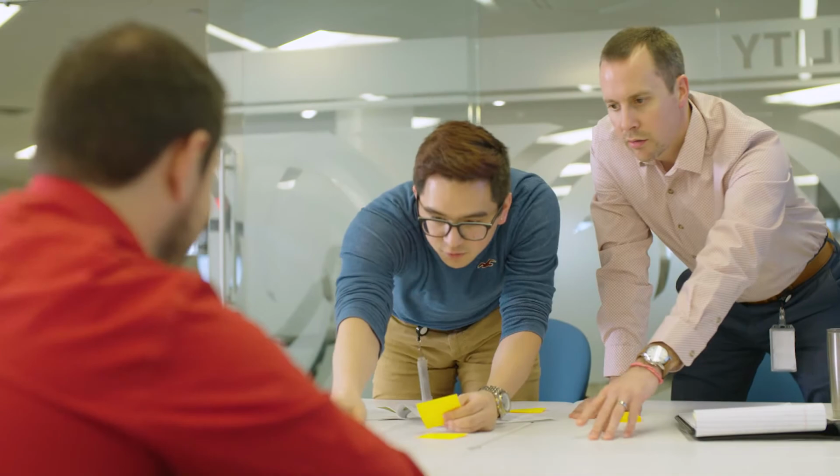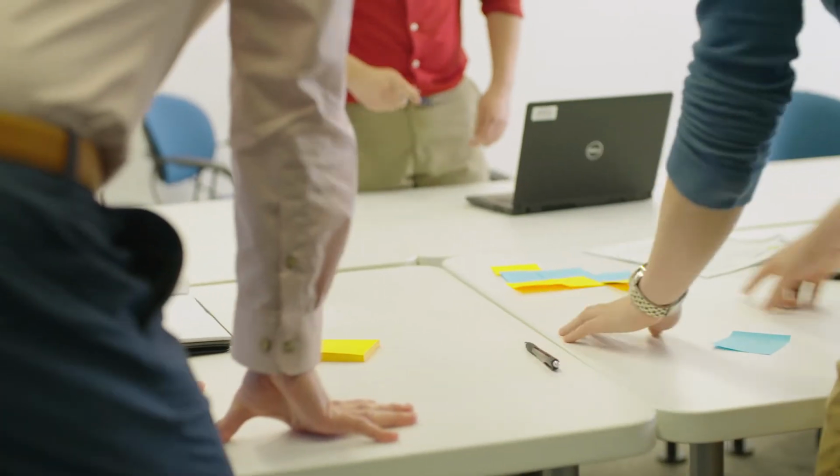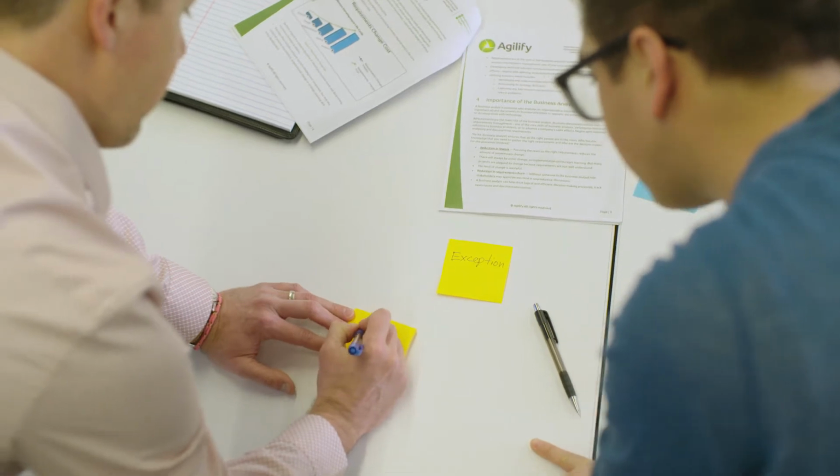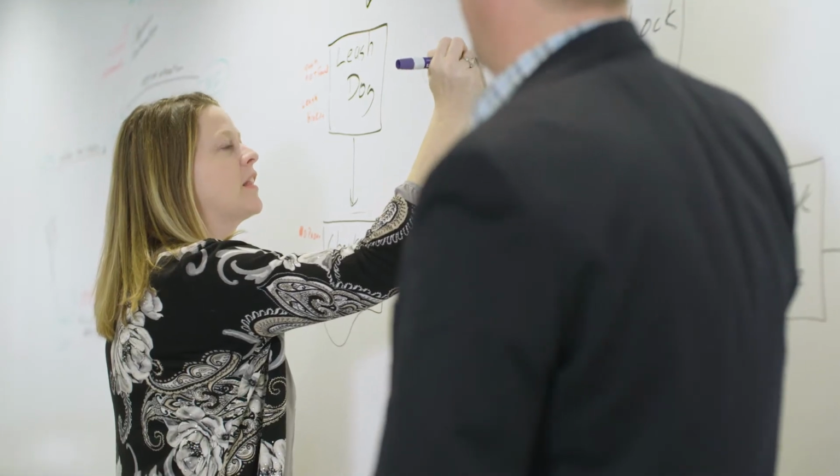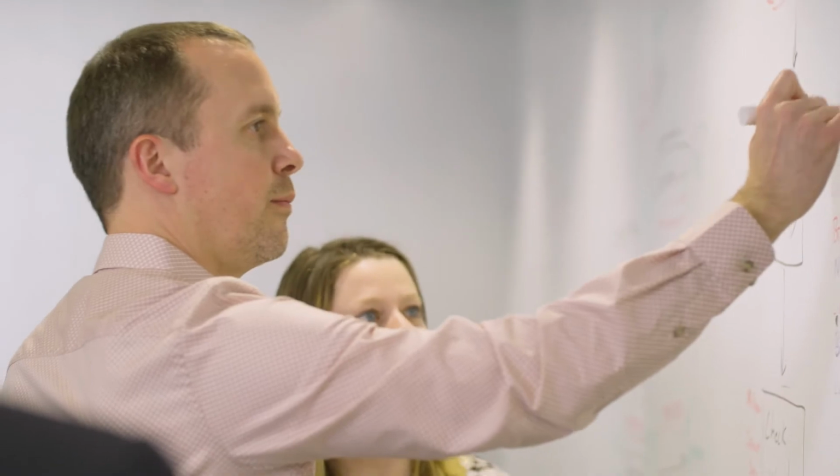So we go from what we call a current state map of how the process is done manually into what the process looks like with automation as part of it. It's creating automation on top of a process that already exists. So the work doesn't change, it's who does the work that changes.